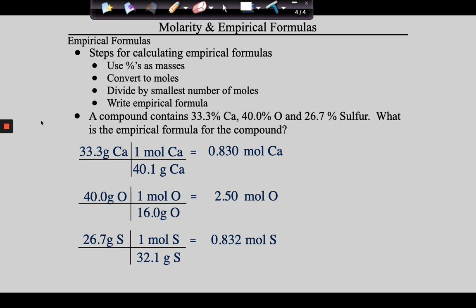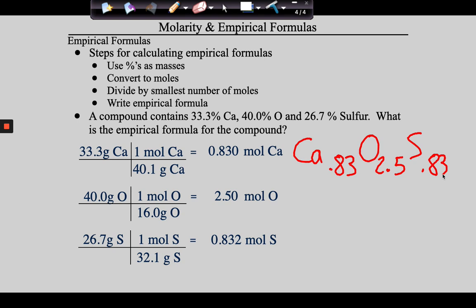So guys, here's then what we know. We now know the ratio of these elements in the compound. It's about 0.83 calcium to 2.5 oxygen to 0.83 sulfur. Now here's the problem. You can't write a chemical formula from that. Let me start my board again and I'll show you. Guys, there is no such thing as a chemical formula that looks like this. You can't have Ca 0.83 O 2.5 S 0.83. That doesn't work. You can't have decimals in a chemical formula because you can't have fractions of an atom.